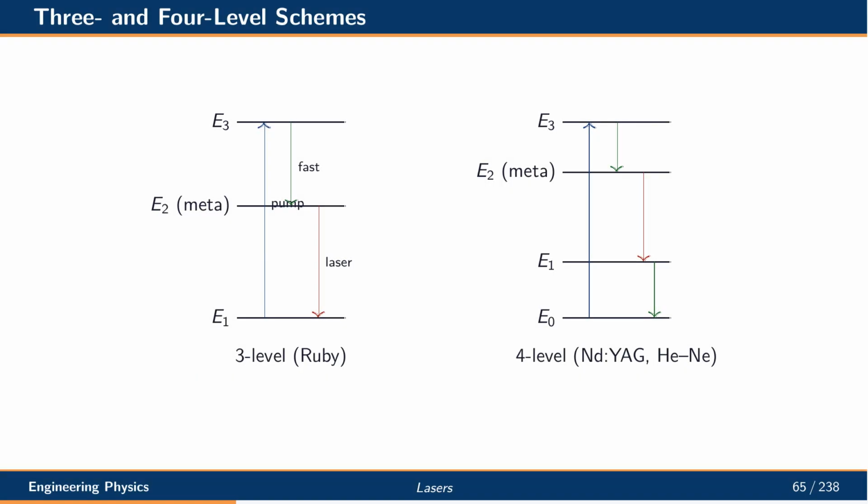Two important laser schemes are commonly used. In a three-level scheme, atoms are pumped from the ground state to a high level, then drop quickly to a metastable level. Lasing occurs back to the ground state. The ruby laser is a classic example. In a four-level scheme, the lower laser level is above the ground state and empties quickly. This makes inversion much easier to maintain. Neodymium YAG and helium neon lasers use this scheme. Four-level systems are generally more efficient.